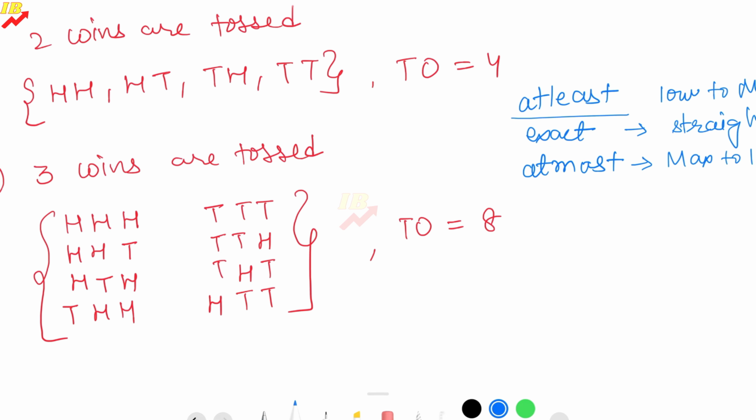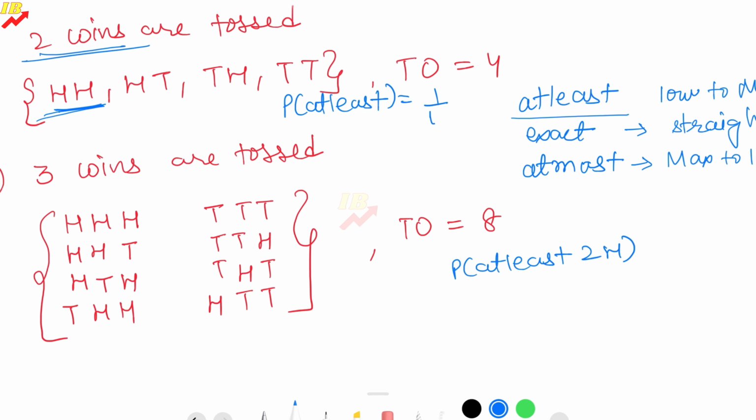Suppose I'm taking this case, the 2 coin case, and I'm asking you what is the probability of at least 2 heads. I'm saying at least 2 heads. So that means I'm talking about the at least case of 2 heads. So where I can see 2 heads, this, right? This is the lowest part here. And what is the maximum answer here? This is the maximum one only, right? So the probability of getting the at least answer is going to give you 1 over 4, because the total is 4 here.